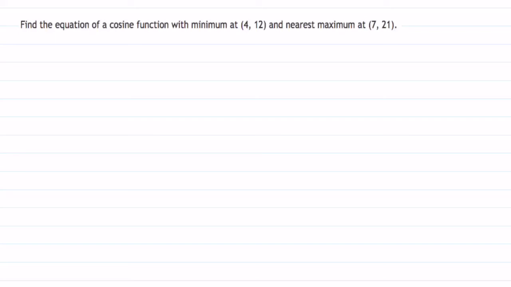Find the equation of a cosine function with minimum at (4, 12) and the nearest maximum at (7, 21). Let's try to make a little sketch of this. So first thing I'm going to do is plot a point at (4, 12), and it's just rough. And then I'm going to draw in the maximum at (7, 21) and connect them up.